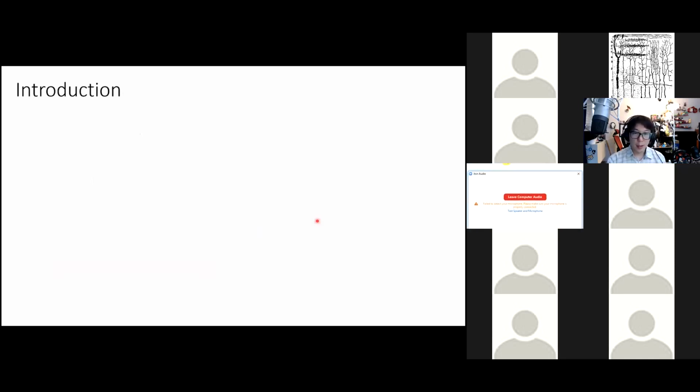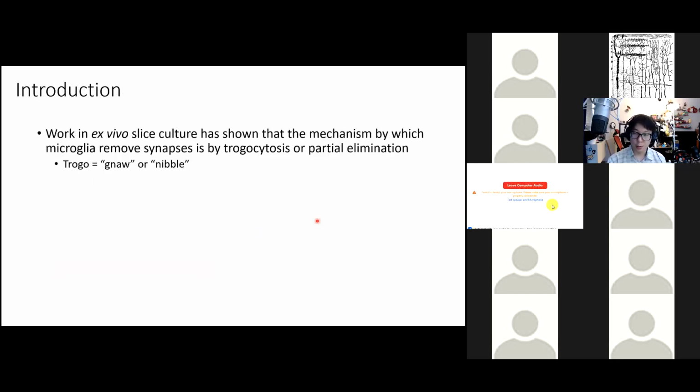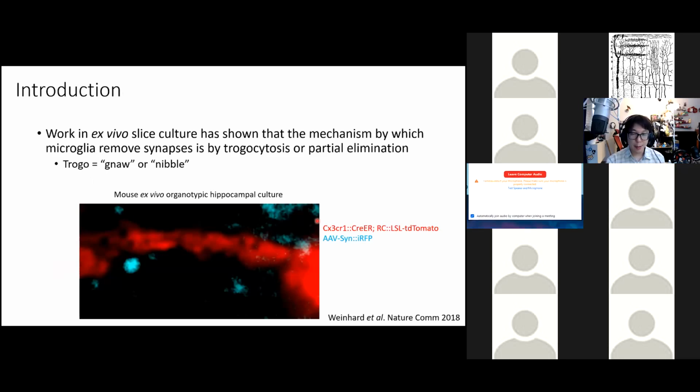So how do microglia remove synapses? The mechanism by which microglia eliminate synapses has recently been shown to be through trogocytosis, or a partial elimination. So trogo means to gnaw or nibble, and it seems that microglia are nipping off small pieces off of axons and synapses. So this is work from ex vivo slice culture. So in teal are presynaptic puncta, and in red is a microglial cell.